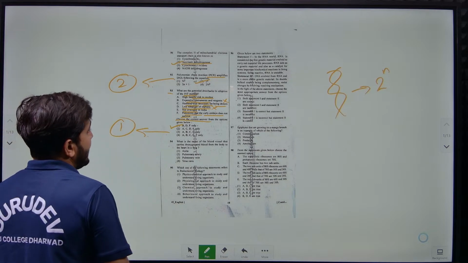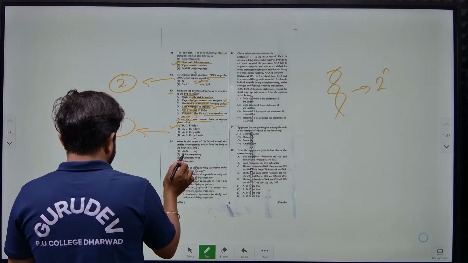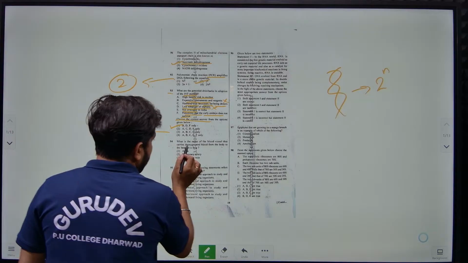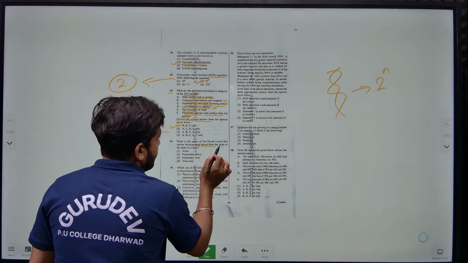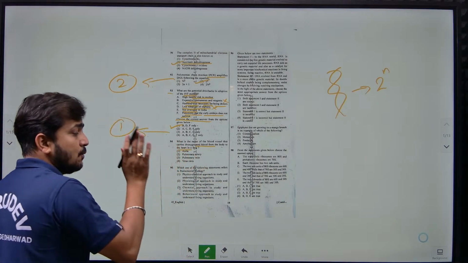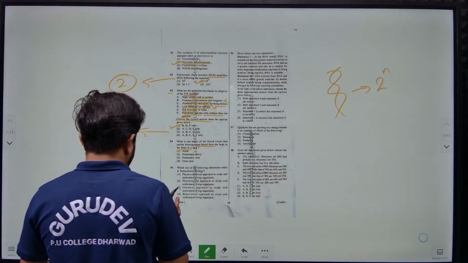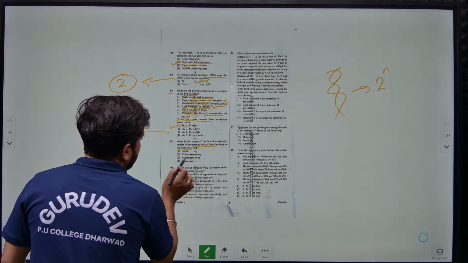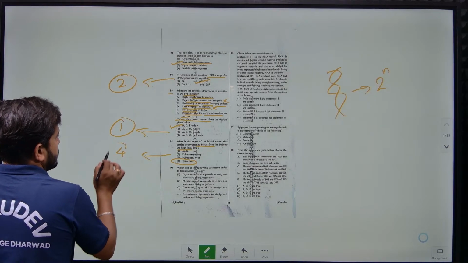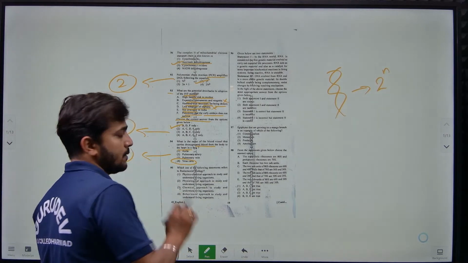Then what is the name of the blood vessel that carries deoxygenated blood, right? So the name of the blood vessel that carries deoxygenated blood from the body to the heart in frog. They are asking with respect to the frog. So here definitely it is the vena cava, right? So vena cava is the answer. According to that, for question 94, the answer is 4, right?